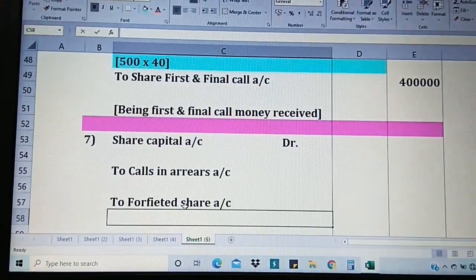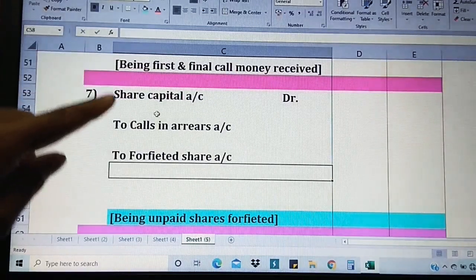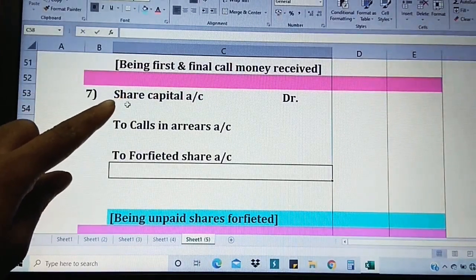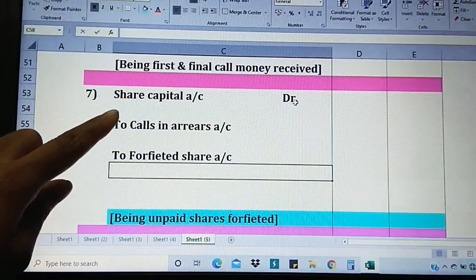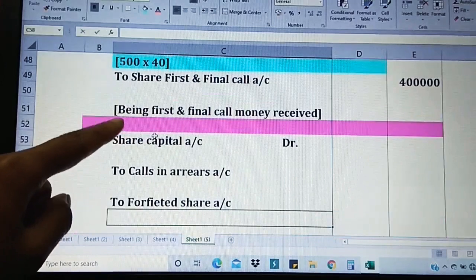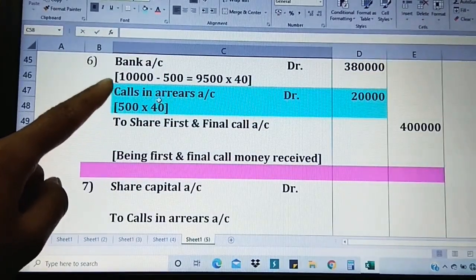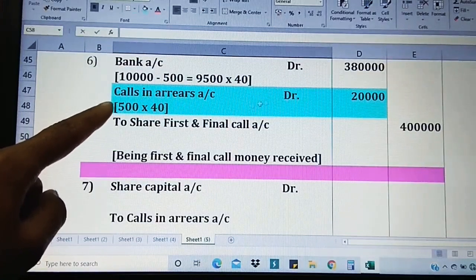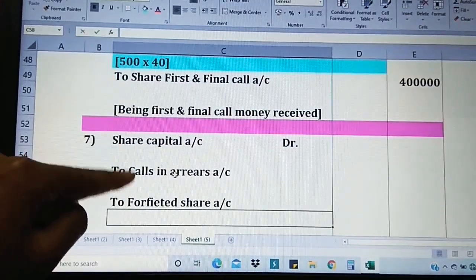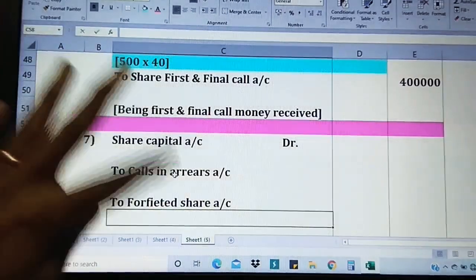Now just observe, this is always important when you go for cancellation entry. Bring first what should be debited, share capital account. Debit the share capital account. Then could you all find here what actually is being unpaid, calls in arrears. This is credited. If you know these two, the next step will be the cancellation entry, forfeited share account.